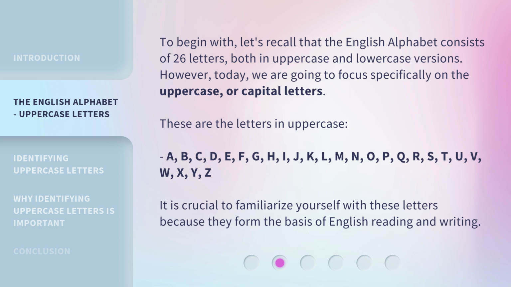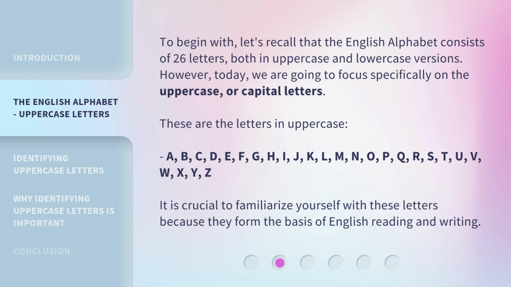To begin with, let's recall that the English alphabet consists of 26 letters, both in uppercase and lowercase versions. However, today, we are going to focus specifically on the uppercase, or capital letters. These are the letters in uppercase: A, B, C, D, E, F, G, H, I, J, K, L, M, N, O, P, Q, R, S, T, U, V, W, X, Y, Z.